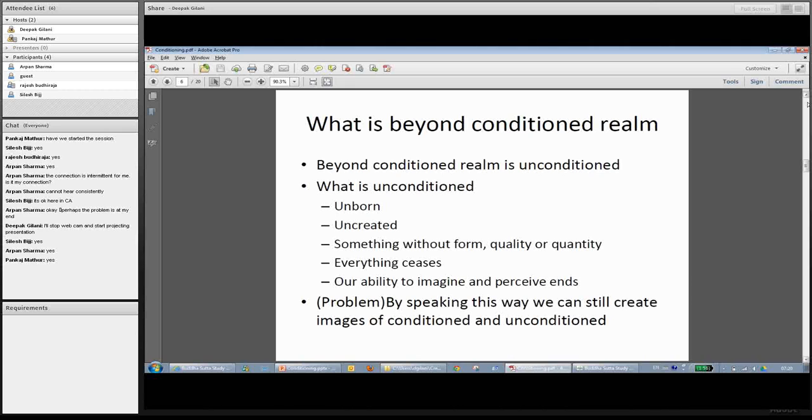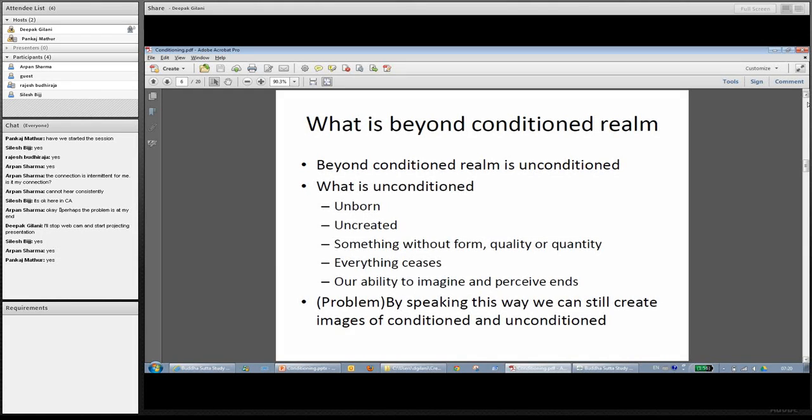How do you experience the beyond conditioned realm if all our experiences eventually have to filter through some sense, consciousness? How do you experience it?